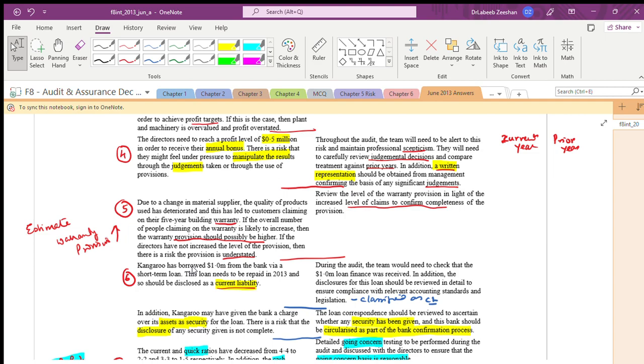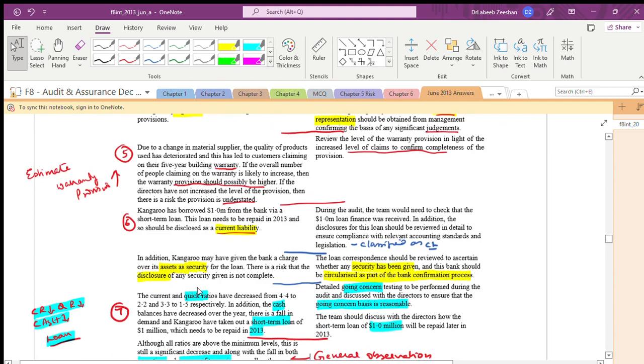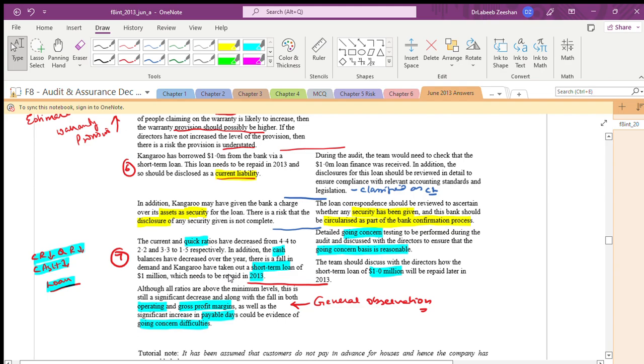Next, you have taken the loan. When you have taken the loan, it is a current liability, right? We have taken the loan. If the loan is taken against any security or not, you have to disclose it. Very simple, right?